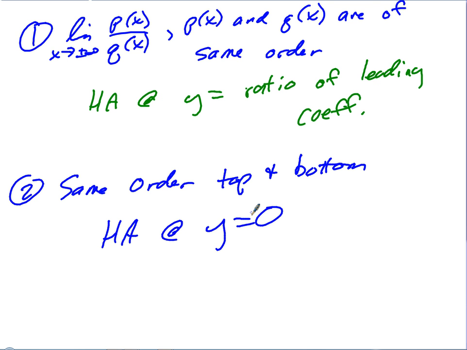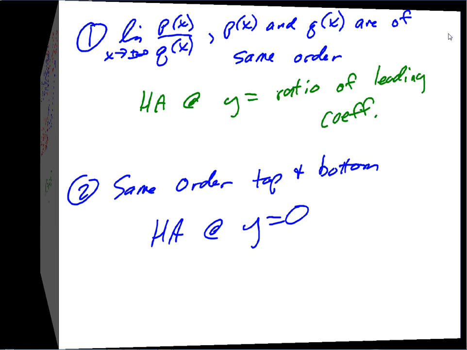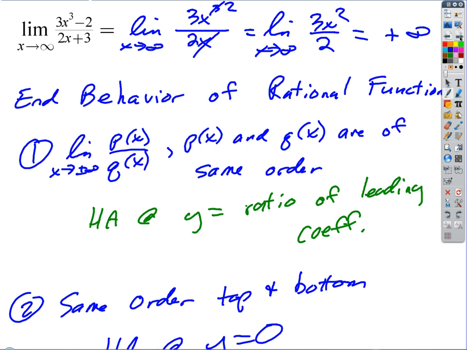And then the last case: if the top is higher order than the bottom, what happened? Do we get a horizontal asymptote? No, no asymptotes there. That's one where we're going to get end behavior that's infinite. And we may want to take advantage of that. In fact, in 3.6, we're going to look at the case if the numerator is exactly 1 degree higher.